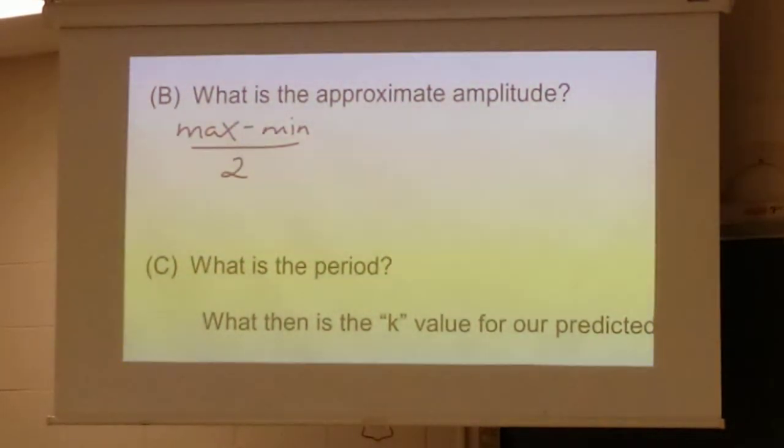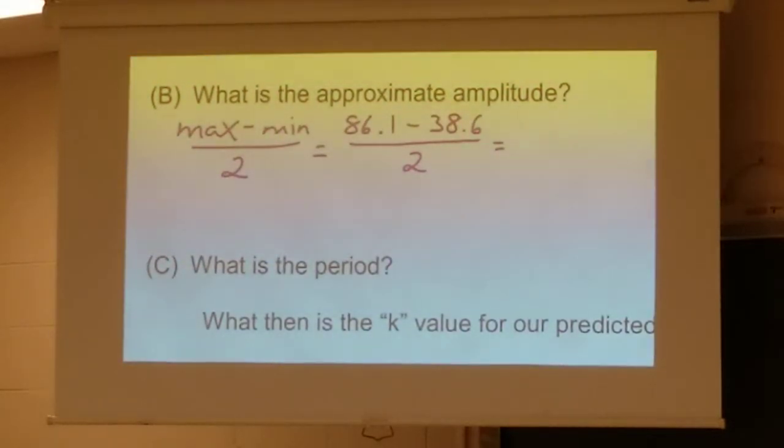It's a formula. It says max minus min divided by 2. And that's a formula for the amplitude. Max minus min divided by 2. If you take the maximum temperature, 86, and you subtract the minimum temperature, 38, what you're really doing is getting the full distance from the top to the bottom. So when you divide that by 2, well, you don't need me to tell you.